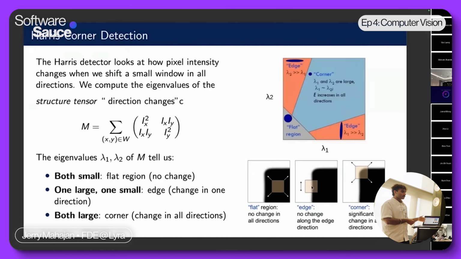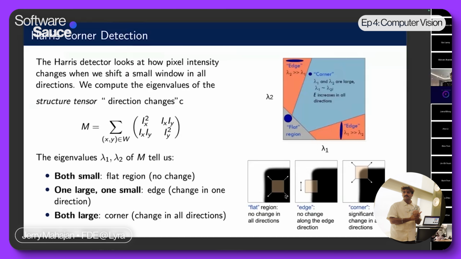To do this, we've got some way to represent the change in all directions, and we look at what are called the eigenvalues, which you can think of as the directions of maximal change. If we've got two distinct eigenvalues which are both very large, it means that in every direction we're changing a lot. If we've got one direction with a large change and the other direction has no change, we're at an edge. And if both directions have very little change, then we must be in a flat region.